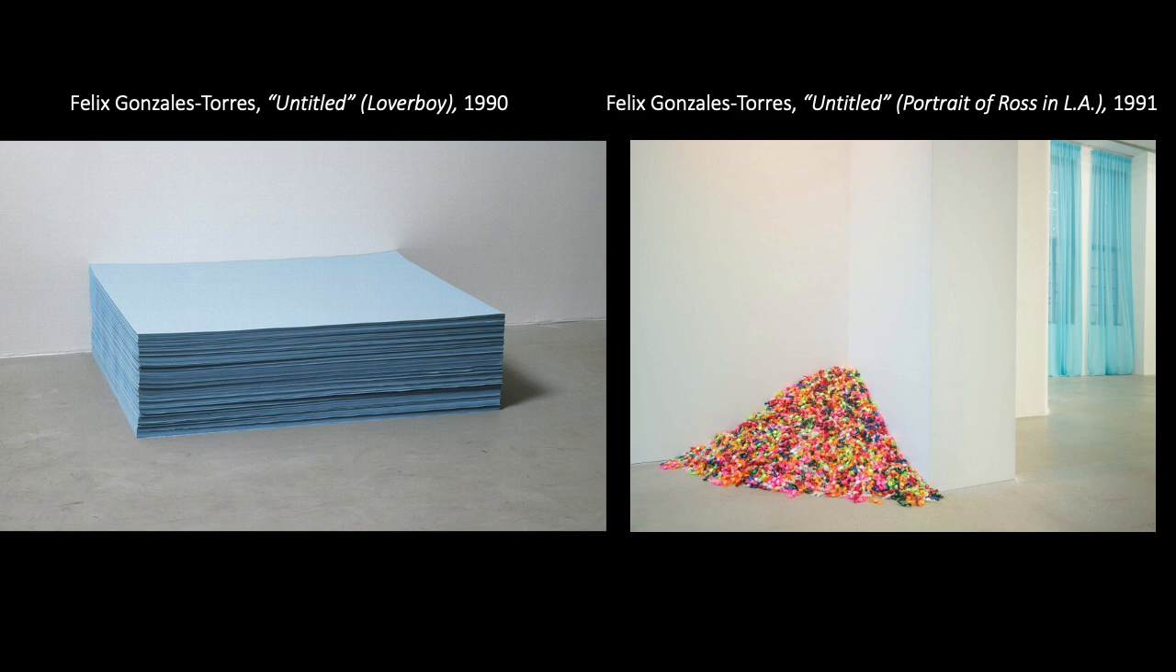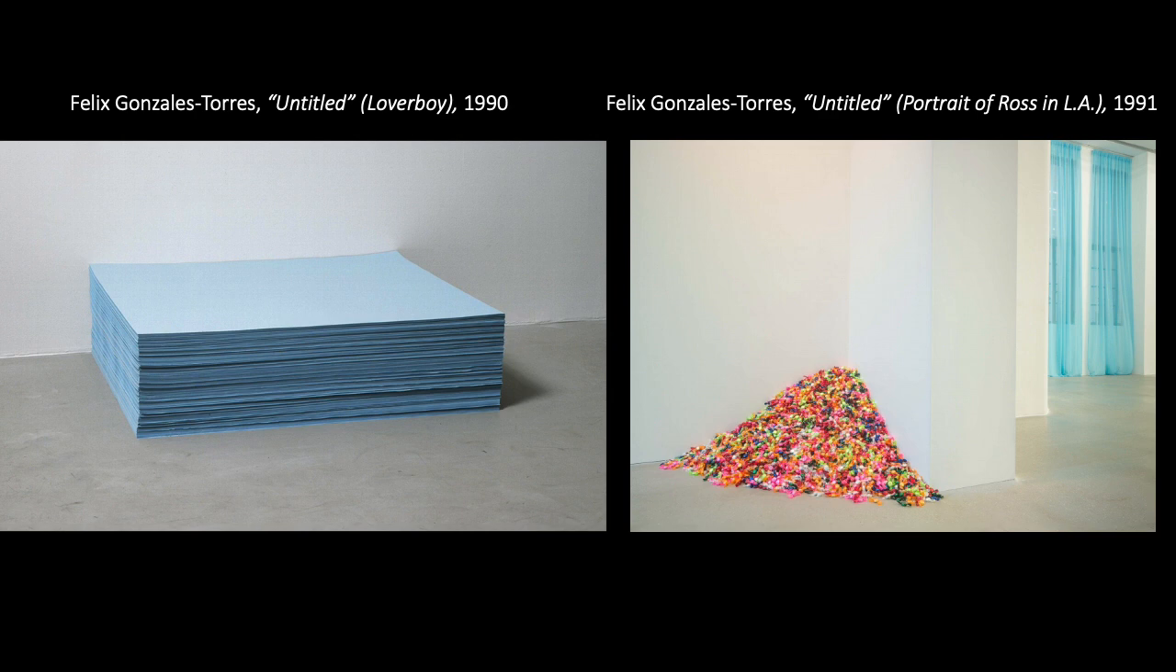So here we have two works by Felix Gonzalez Torres. He was born in 1957 and he died in 1996 of an AIDS-related illness. He was a minimalist artist, so he's interested in sparsity, but he infuses that sparsity with a sort of deep personal meaning and includes sort of intense statements about human mortality. So we have Untitled Lover Boy on the left and Untitled Portrait of Ross in LA on the right. These are both referencing Gonzalez Torres's longtime partner, Ross Laycock, who at the time was dying of AIDS.